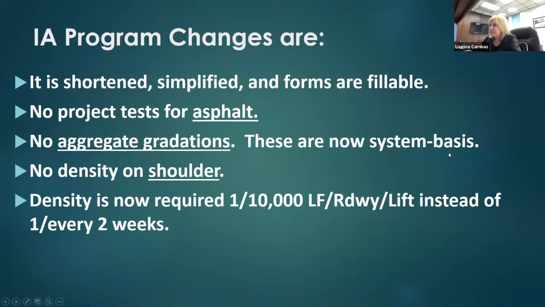These are now system-based. That means no sand samples have to be split and compared, and no stone, no recycled concrete, no blended calcium sulfate. There is no longer density on the shoulder. It's just on the roadway. And density is now required 1 per 10,000 linear feet per roadway per lift instead of 1 every 2 weeks, just to have a more set way of handling the quantities that were required.